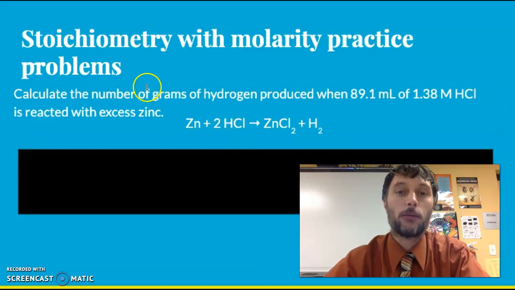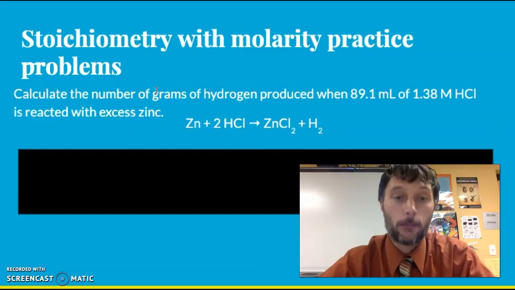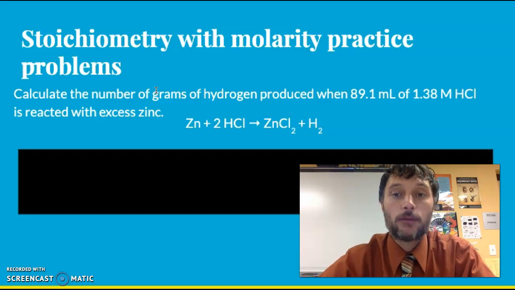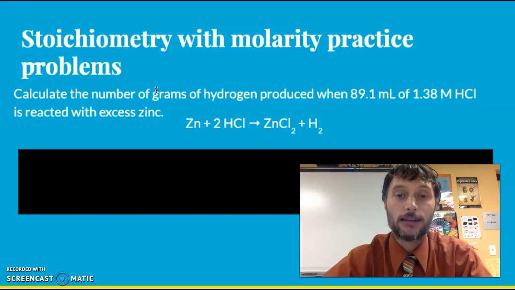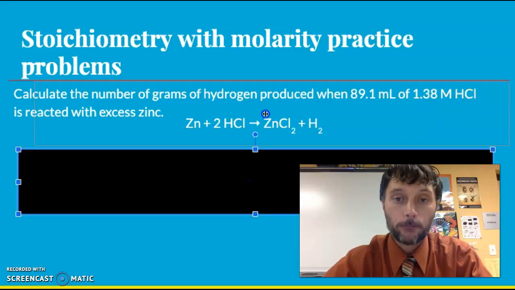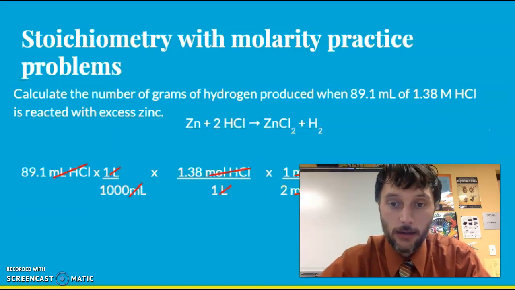So here's a practice problem where you might need to do some Stoich. Calculate the number of grams of hydrogen produced when 89.1 mL of 1.38 molar HCl is reacted with excess zinc. So excess zinc means we have too much of it. The thing that's going to stop the reaction is when we run out of hydrochloric acid.